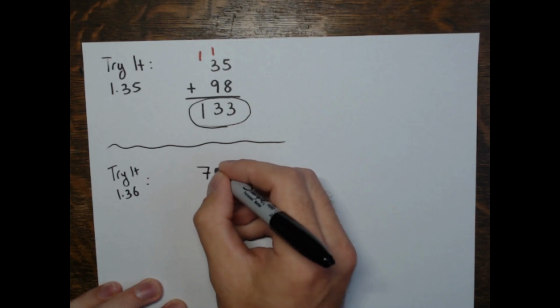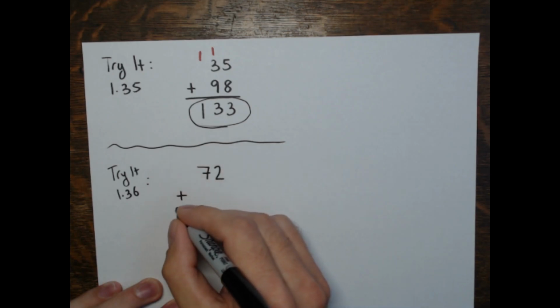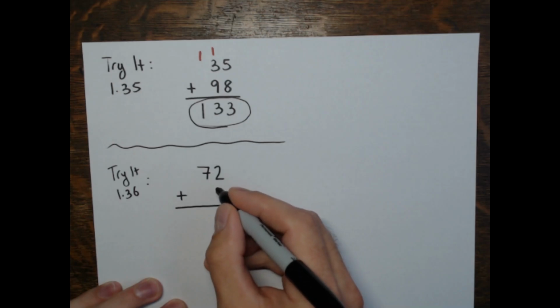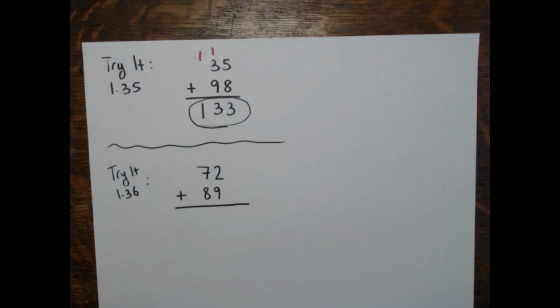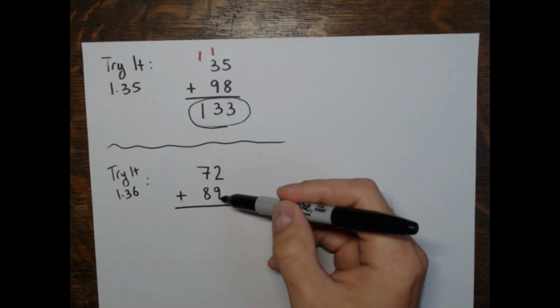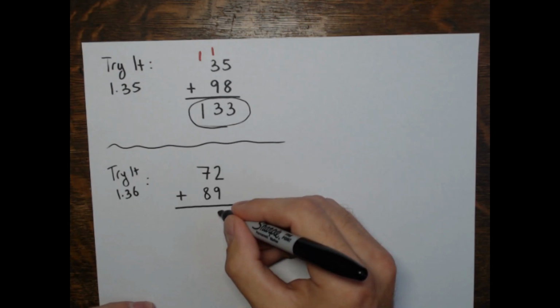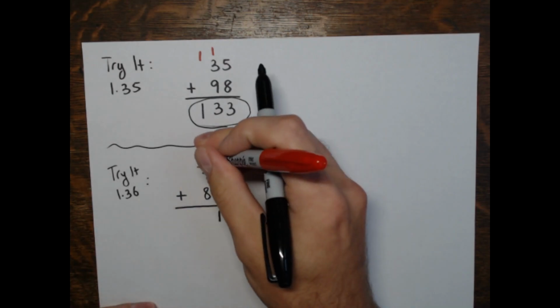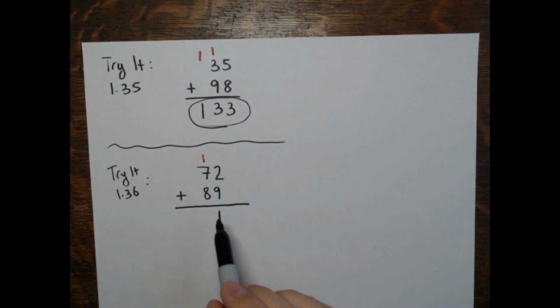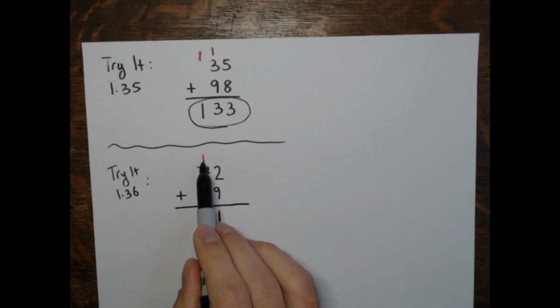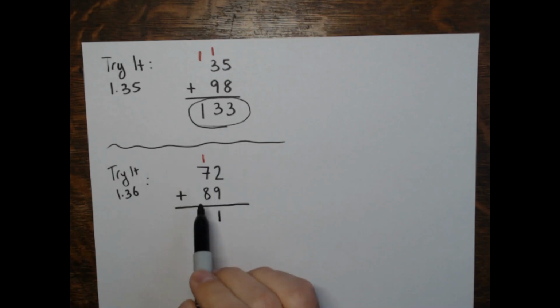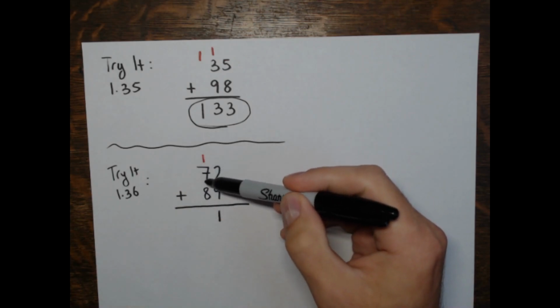Add 72 plus 89. Again, lining up ones and tens, right? Lining up common place values. Starting from the right in the ones, 2 plus 9 is 11. 11 is 1 one with 1 ten left over, right? So 1 one and 1 ten. So I carry a 1 in the tens place, and then add these up.